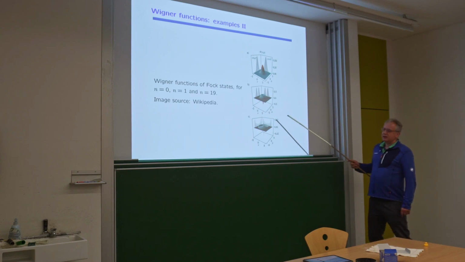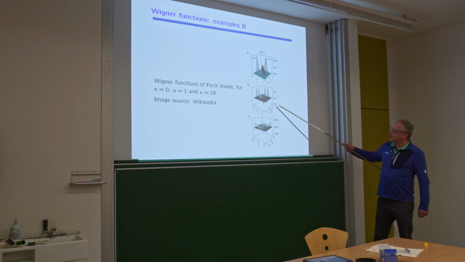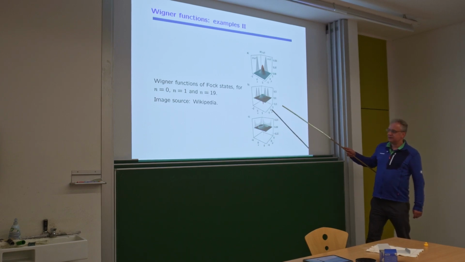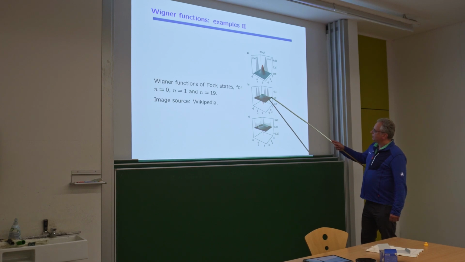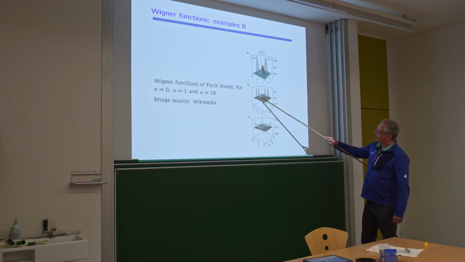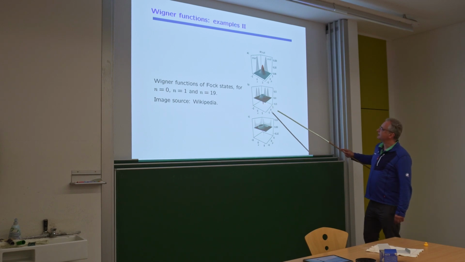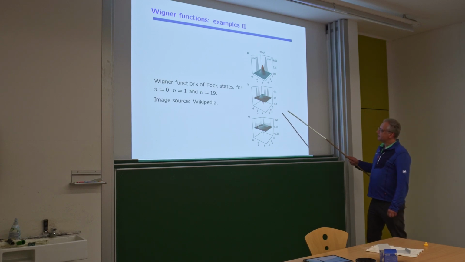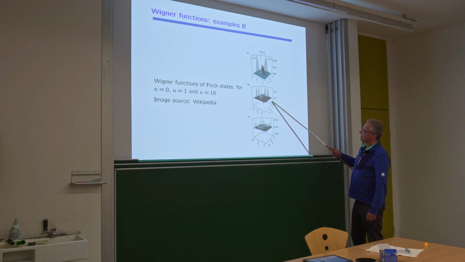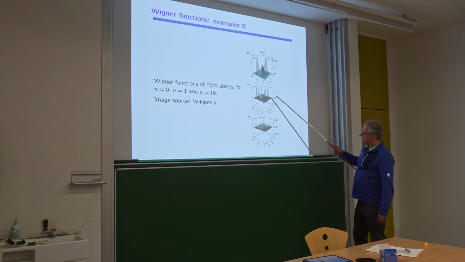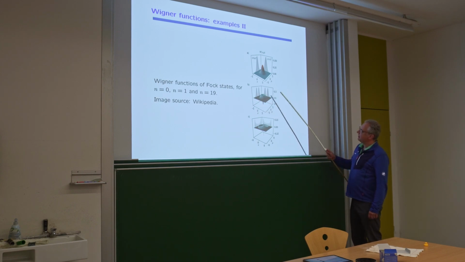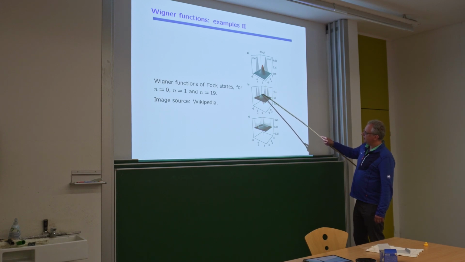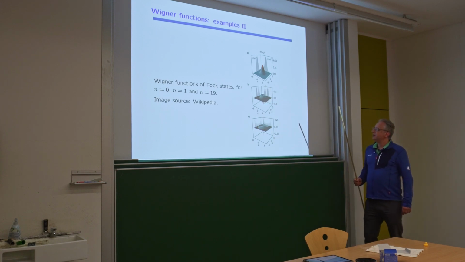Now, when we go to n equals 1, so now we have one photon here, the Wigner function begins to do crazy stuff. You see it starts out like a peak up there, but then it turns into a dip. So the Wigner function becomes negative at the center. And still, the marginals are perfectly fine. The marginals, integrated over position and momentum respectively, are totally proper probability functions.